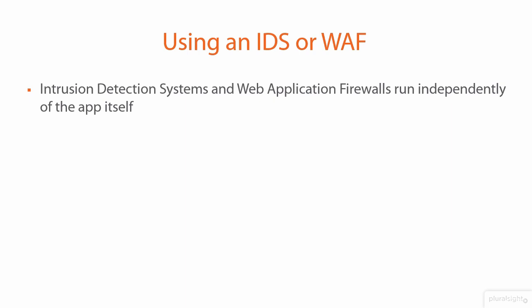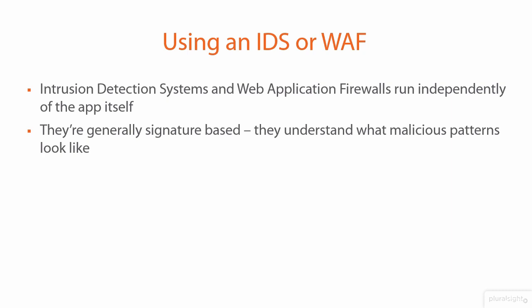Now these do tend to be signature based, so they understand what a SQL injection attack might look like, and they'll be rejecting any request that might match that pattern. Of course, you do have to be a little bit careful here as well, because you don't want to reject any legitimate requests. But certainly, as they start to learn what's malicious, an IDS or a WAF can be a really good independent layer of defense.